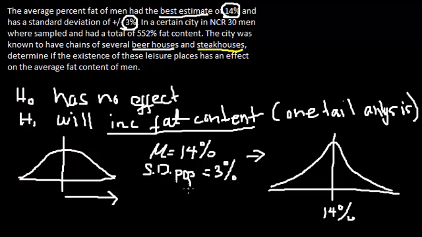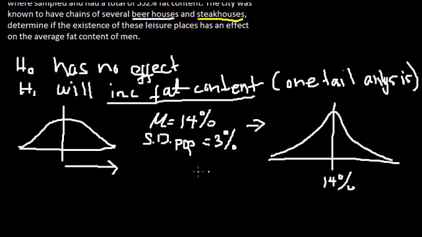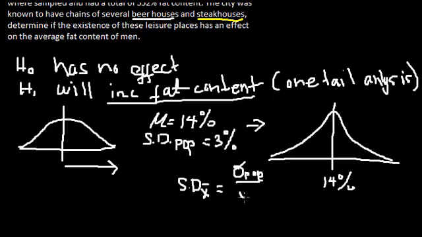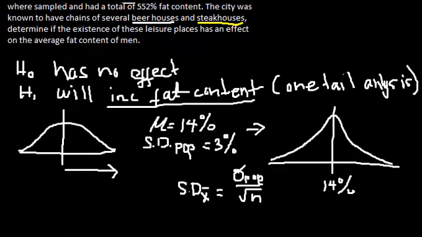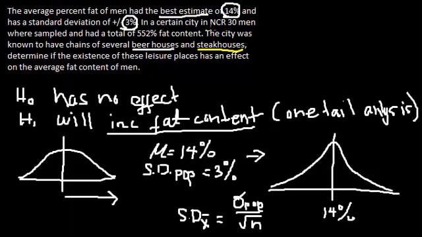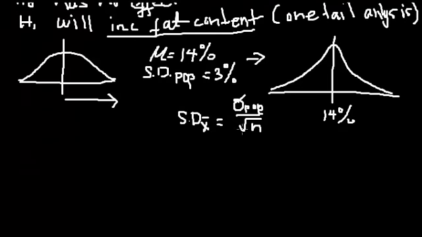But how about the standard deviation? As we know, the standard deviation of the sampling distribution of the sample means is equal to the standard deviation of the population divided by the square root of the sample size. Now notice that it says that 30 men were sampled. So this is the sample size of one sample. There's one sample, and inside of that one sample there are 30 elements. So the sample size is 30, and we divide by the square root of 30. So we have 3% all over the square root of 30.